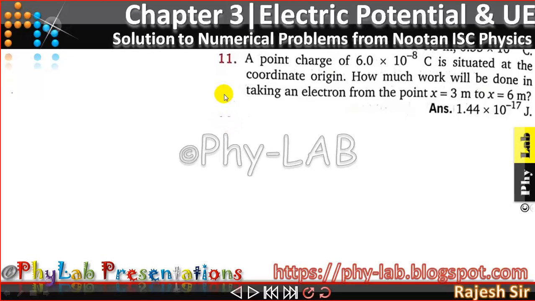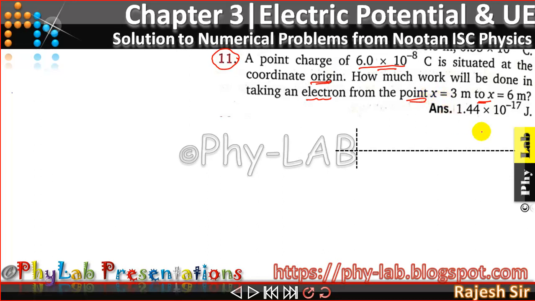Friends, in this video we are going to look for the solution of numerical problem number 11 from chapter 3 of Newton ISA physics. The numerical says that a point charge of 6 into 10 to the power of minus 8 coulomb is situated at the coordinate origin. How much work will be done in taking an electron from the point x is equals to 3 to x is equals to 6? Friends, so let's draw the coordinate axis.